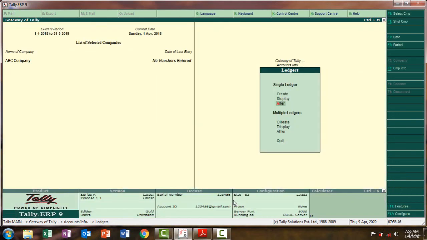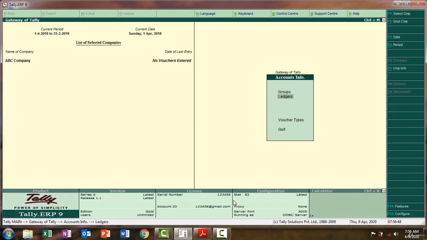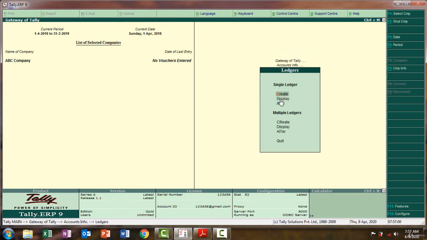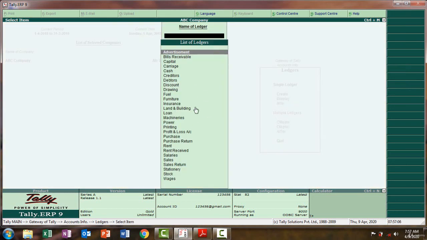So this is the alter information, and if you want to edit anything, you can go to the gateway of Tally, then account info, then go to the ledger and single ledger and alter. If you want to see all the ledgers, you can see here what ledgers you created. It will appear in this display.